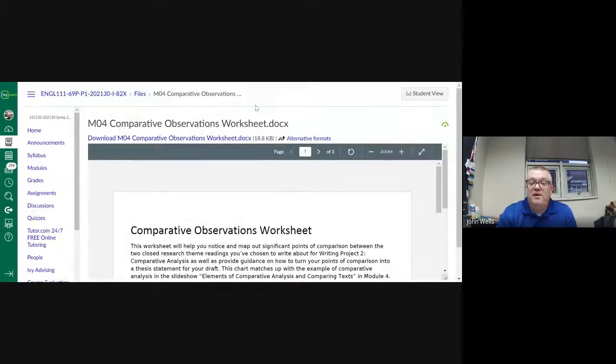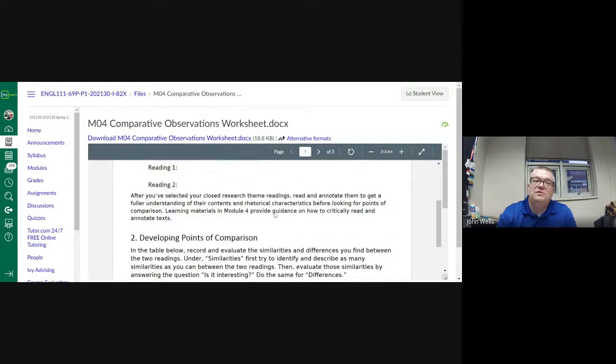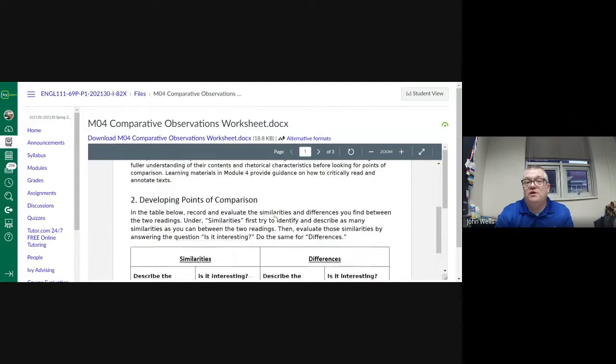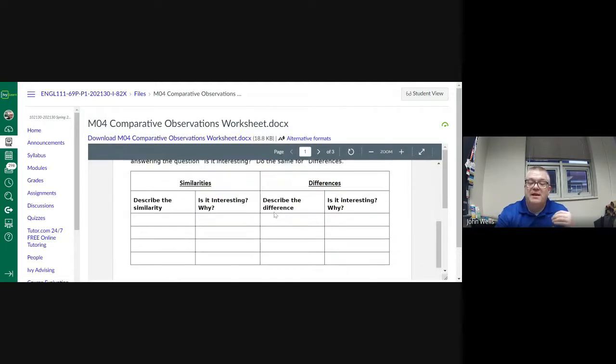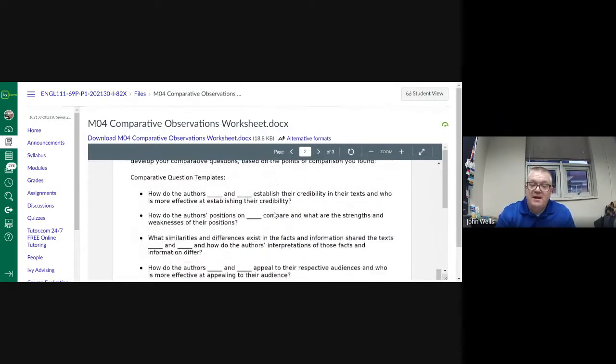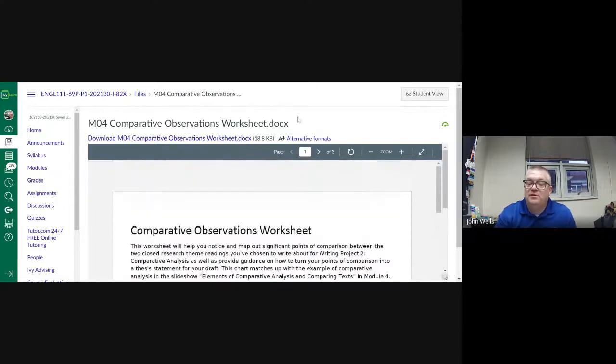There's also a comparative observations worksheet which you can use to capture some of that information. After we talk about annotations and being able to critically consume that information, this worksheet gives you some guidance on how to actually record and capture those key elements that you want to look at. And it walks you through that process a little bit.